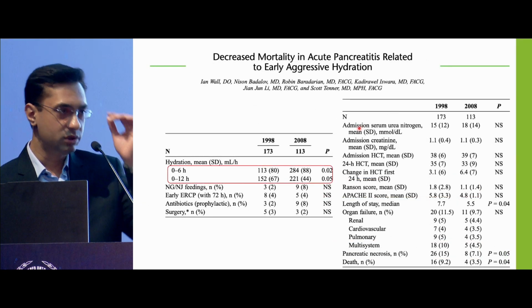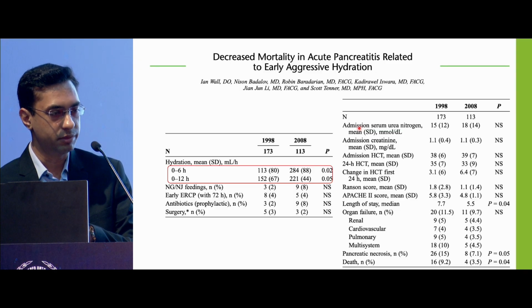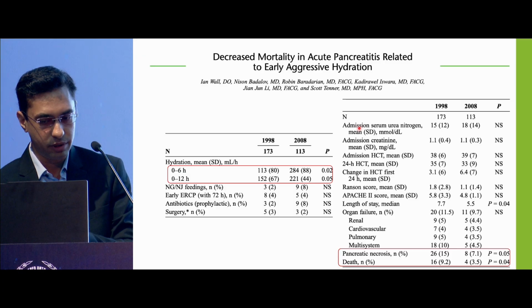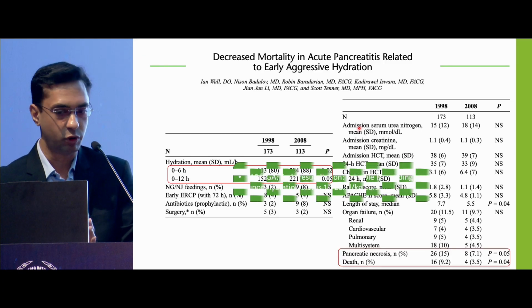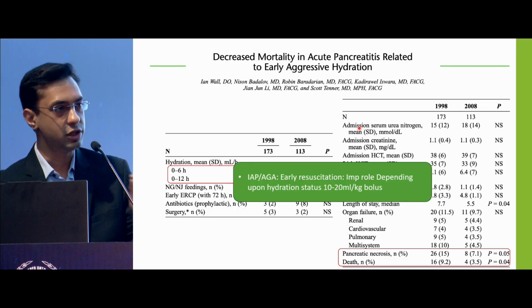Similarly, a retrospective study over a long-term duration has also shown that early resuscitation is associated with a decreased amount of necrosis as well as mortality. So the guidelines suggest that early resuscitation is important. There is no doubt about it.